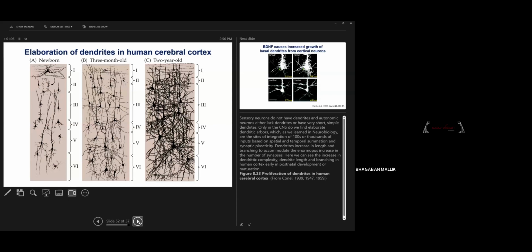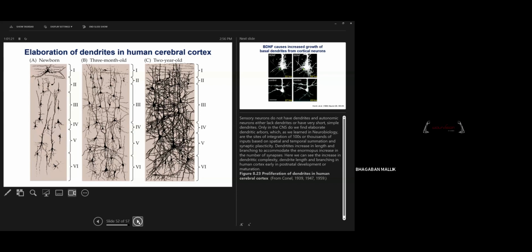So then the last segment, we'll talk about how, in the early stage of development, you have less neurite growth, or you have less elaboration of the neurons. But when the animal matures, you have more elaboration.